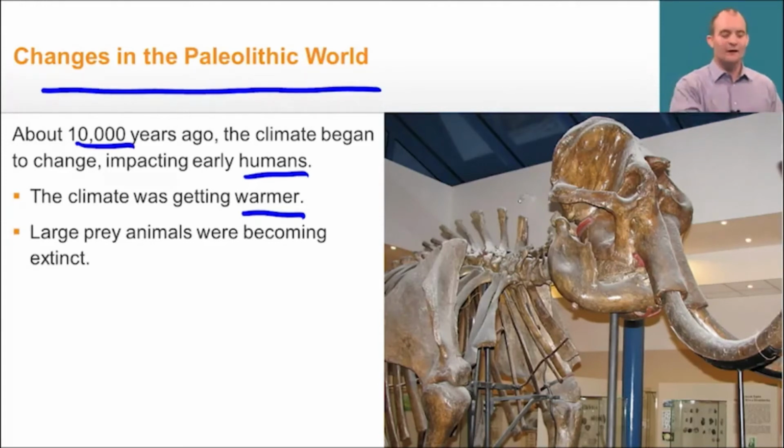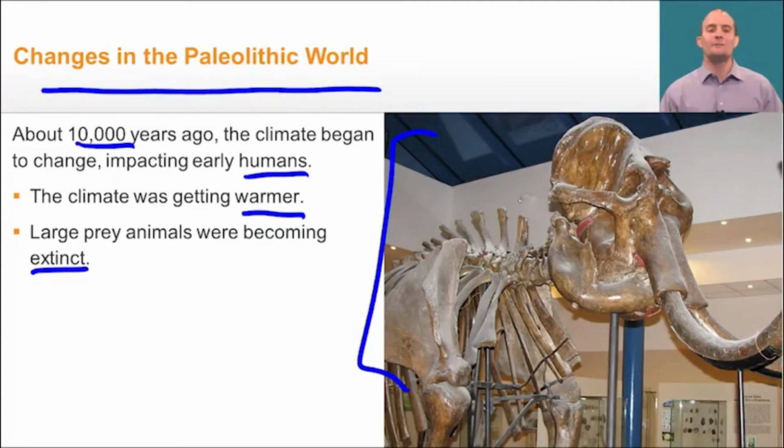In addition, large prey animals were becoming extinct. An example is the woolly mammoth. It became extinct during this time period. You cannot find woolly mammoths anymore unless it's a skeleton like you see on the screen here. So the big takeaway here is that geography played a very important role in the life of early humans.